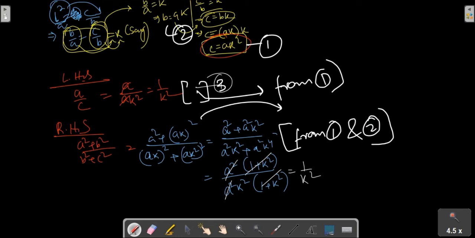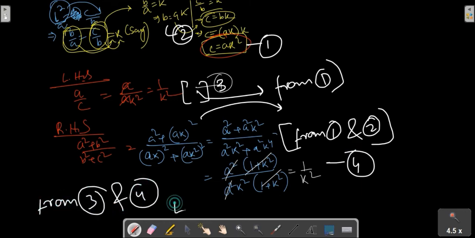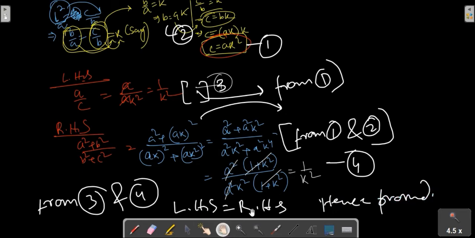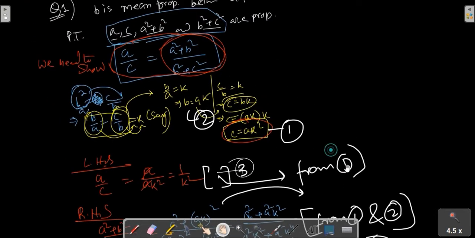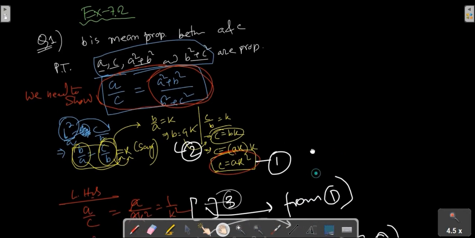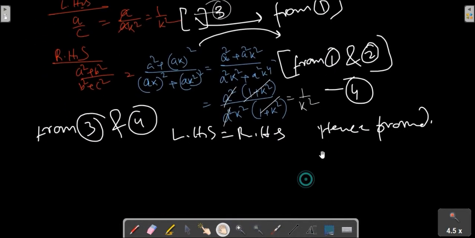Now you can write that this is your equation number 3 and this is your 4. So from LHS and RHS, from 3 and 4, LHS is equals to RHS, hence proved. I hope all of you have understood. The full sum is on the board almost, so I hope all of you can see it, and it's a recorded class, so you can check it then and there anytime.